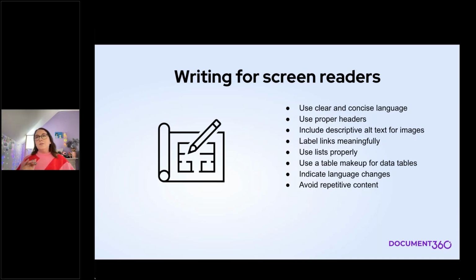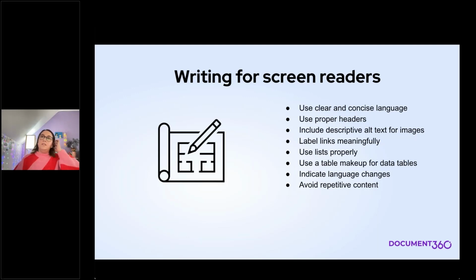And then we touched upon the next one, which is to include descriptive alt text for your images. Like I've said before, alt text needs to accurately describe the content and the purpose of the image, and really needs to avoid phrases like image of or graphic of. Be really specific here. And then the next one is to label links meaningfully. Ensure that the link text is descriptive and conveys the purpose of the link. Again, you want to avoid very generic terms such as click here or learn more. Instead, use the link text to actually indicate the destination or action.